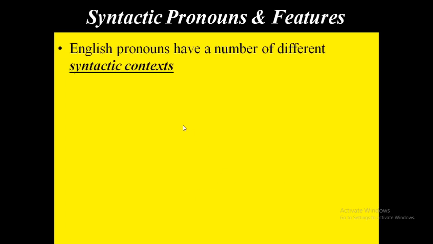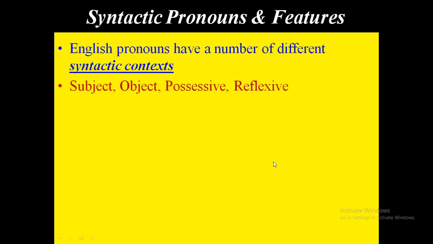Here we try to understand the syntactic pronouns and features. There are some features and classifications of pronouns based on syntax. English pronouns have a number of different syntactic contexts. What are they? We can see subject, object, possessive and reflexive. Based on these four, we can call pronouns subjective, objective, possessive or reflexive pronouns.